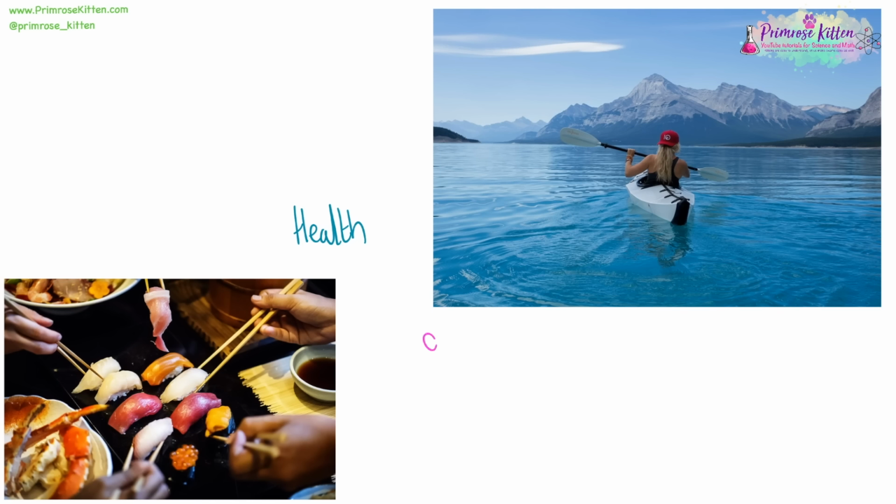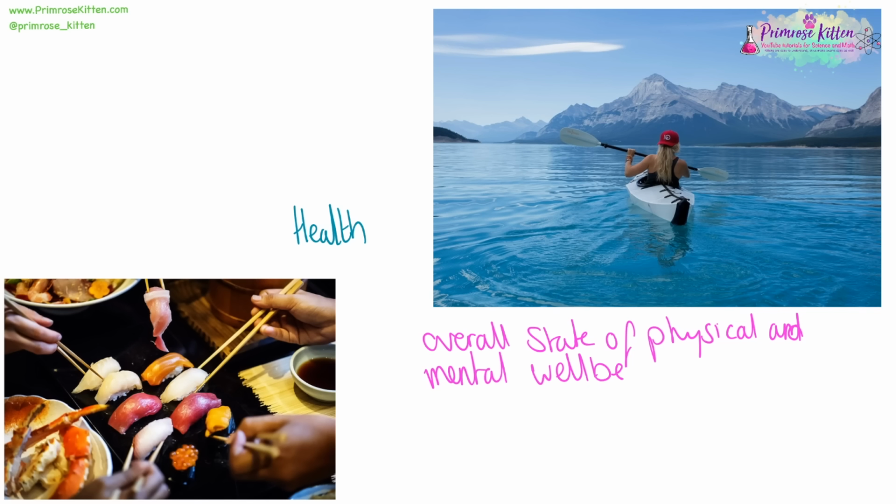Health is a complicated concept. It is going to be your overall state of physical and mental well-being. This is going to be affected by a number of things. It is going to be affected by your diet, exercise, community, whether you feel lonely, whether you have friends, and in part by your genes.